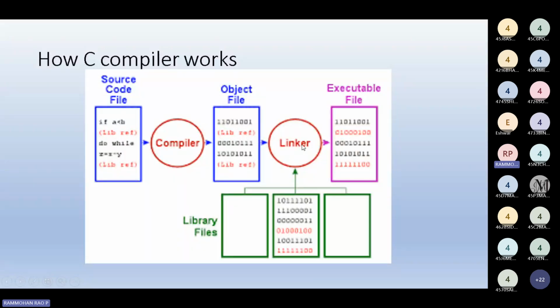So when both are combined, that code is called executable code. The C compiler generates executable code in this manner. Right? Now please let me know whether this diagram is clear or not.